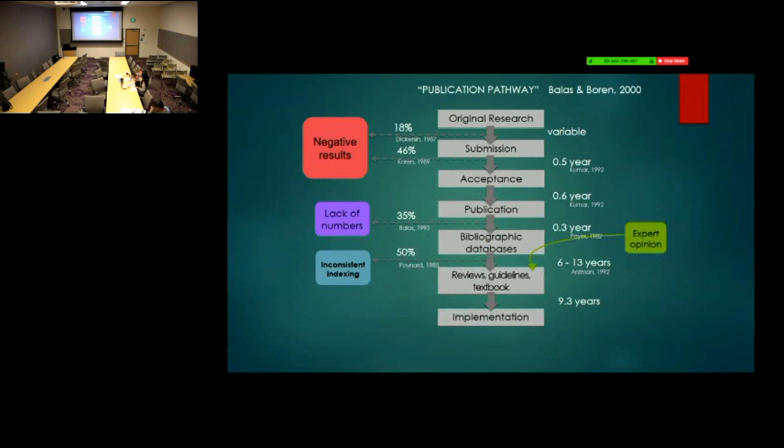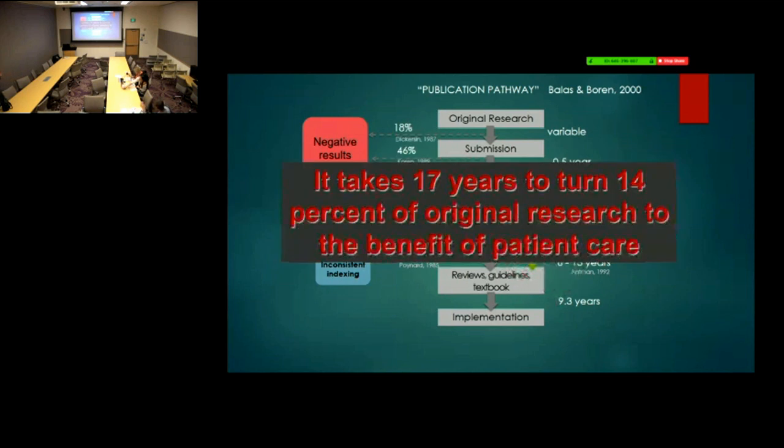Well, the problem is, just the publication pathway takes a long time, and maybe not everybody will read it, not everybody will do it, and even if they read it and believe it, which are two big ifs, it doesn't mean they're going to actually know how to implement it. So this is a figure that's been touted out there. It takes 17 years to turn 14% of original research into the benefit of patient care.